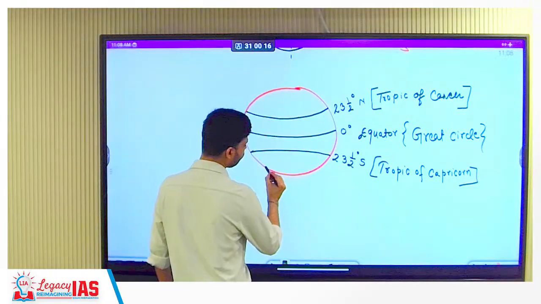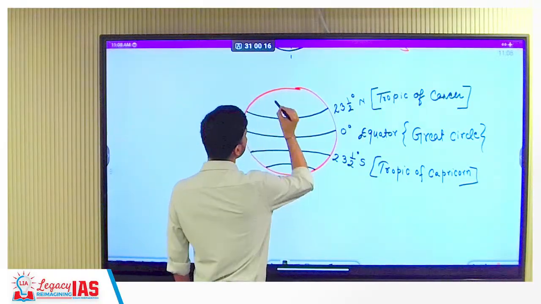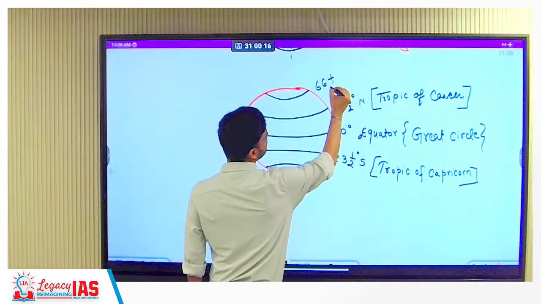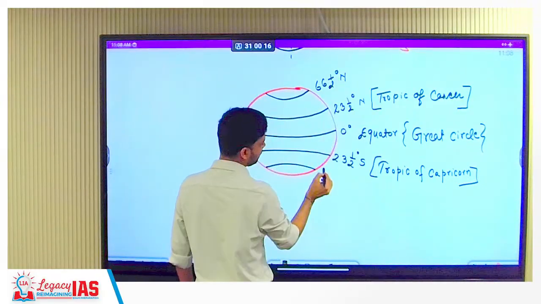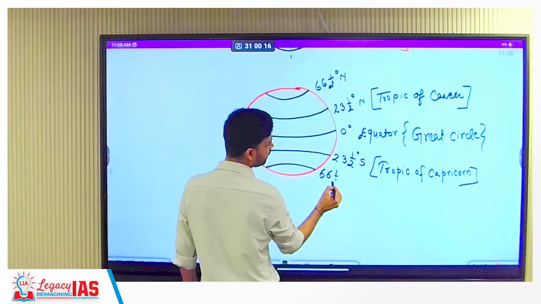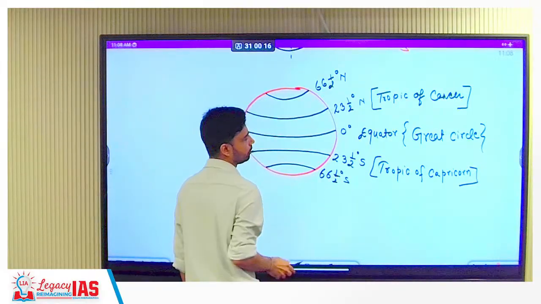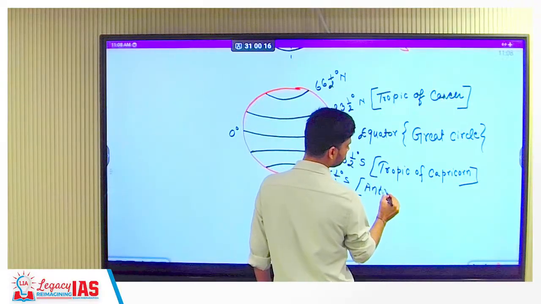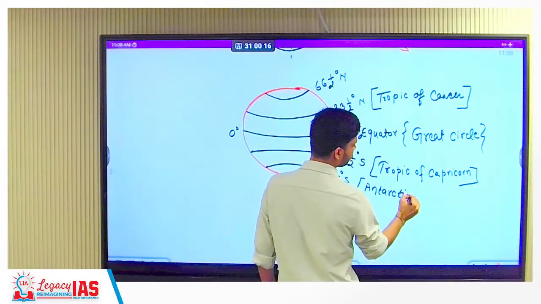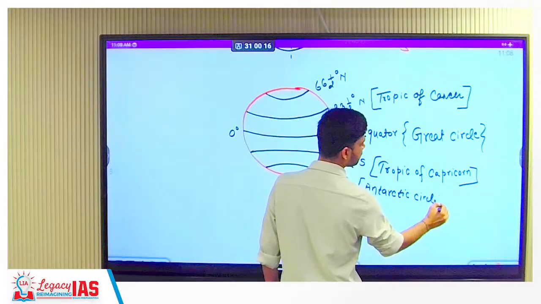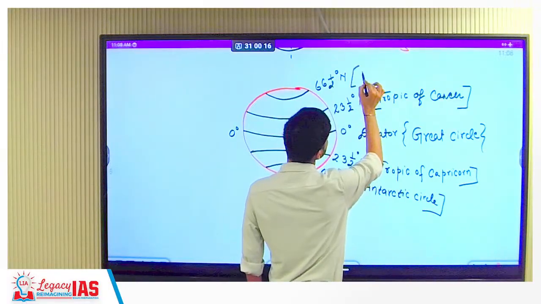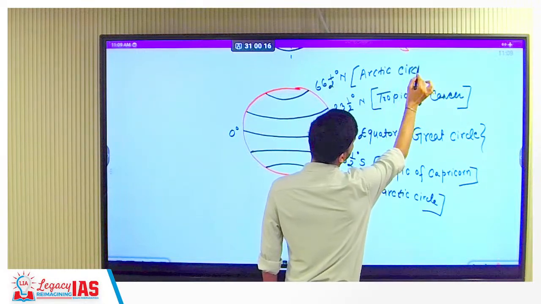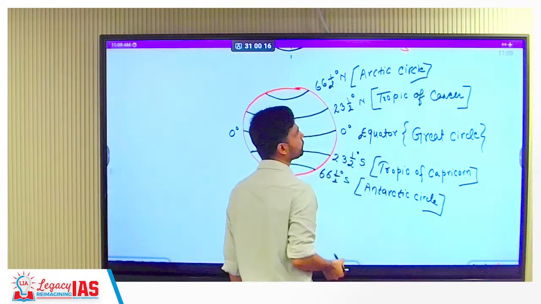Then we go further, we draw other latitudes, one at 66.5 degrees north and the other at 66.5 degrees south. So this is referred to as the Antarctic Circle. This is referred to as the Arctic Circle. Arctic and Antarctic, right? That's how it is named.